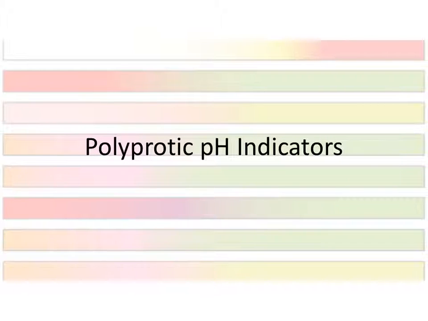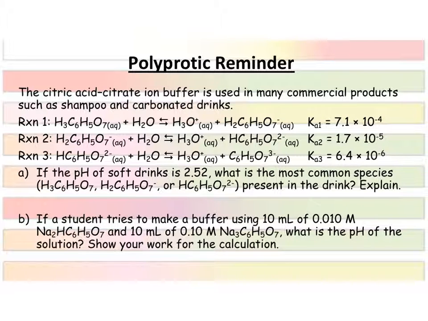Okay, so in this podcast, we're going to talk about polyprotic pH indicators. As a little reminder, let's just brush up on our polyprotic stuff. The citric acid citrate ion buffer is used in many commercial products such as shampoo and carbonated drinks. You see that there are three hydrogens, so that gives us three Ka values.